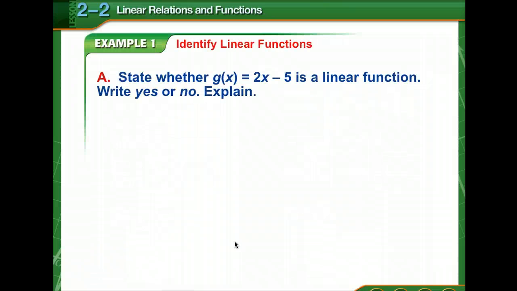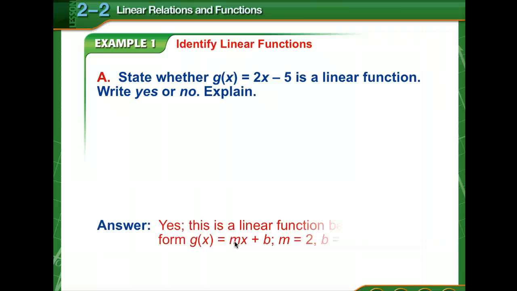Okay, let's look at example 1. State whether g of x is equal to 2x minus 5 is a linear function. Write yes or no, then explain. Okay, this one is a linear function because it's in the form mx plus b, and m is 2 and b is negative 5. That was pretty simple, huh?